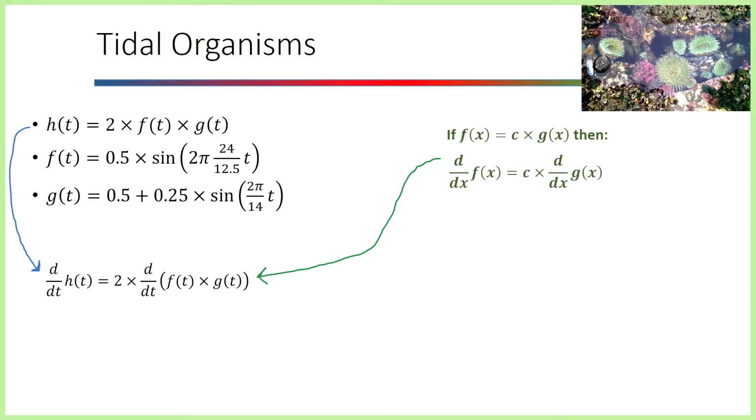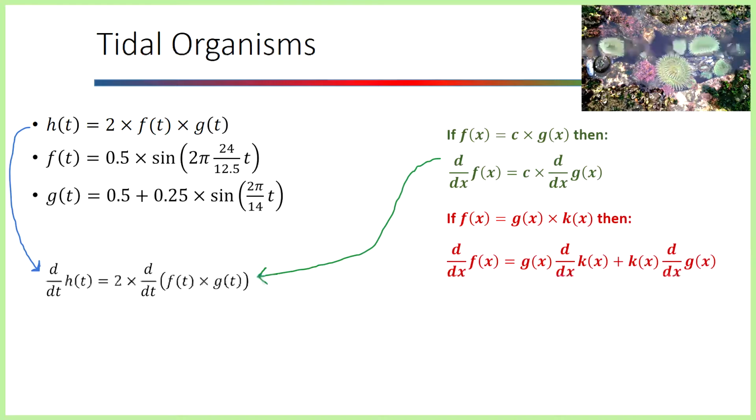Second, we've got the rule we just derived telling us that if we want to find the derivative of the product of two functions, then we need to compute the first function times the derivative of the second function plus the second function times the derivative of the first function.